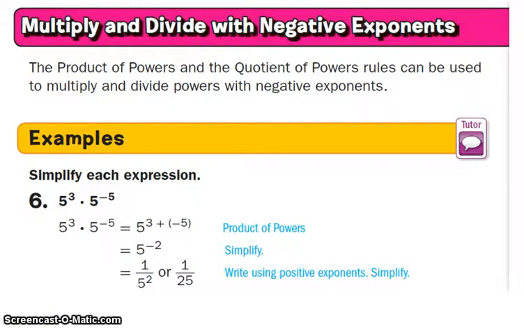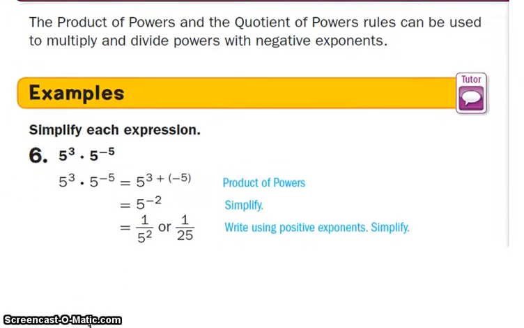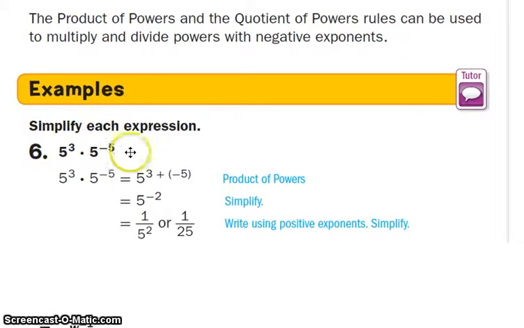Okay, last thing. We're going to combine what we've learned about exponents so far with negative exponents. You have to understand the different laws that we've been talking about. Look at this example right here. It says simplify each expression. We have 5 cubed times 5 to the negative 5th. Now we have the same base, so we can add our exponents, just like we did last lesson. So 3 plus a negative 5 is a negative 2.